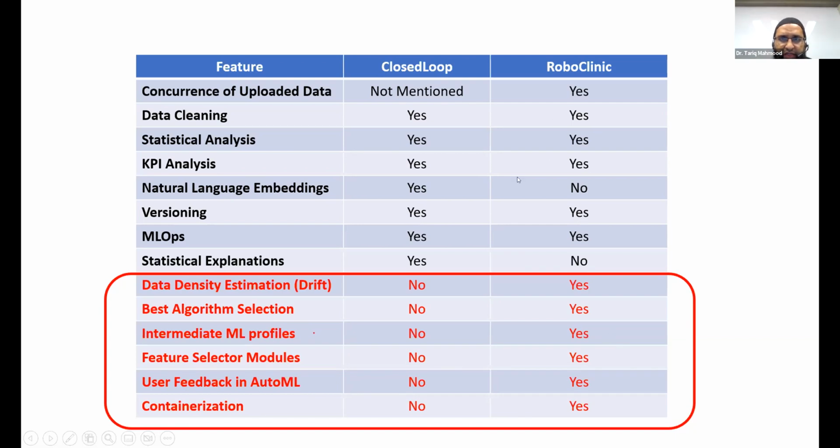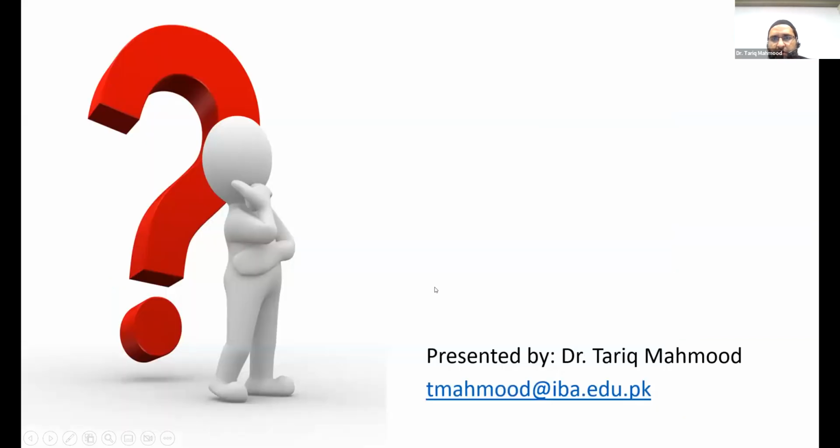So there are things that they are doing, but we are not doing. For example, they are doing natural language embeddings. We are not doing that. They are doing statistical explanations of the data. We are not giving any explanations. We are just telling about the outliers. We are not generating any text. Okay. So, with that, I come to the end of my presentation. If you have any questions, kindly ask. Thanks.